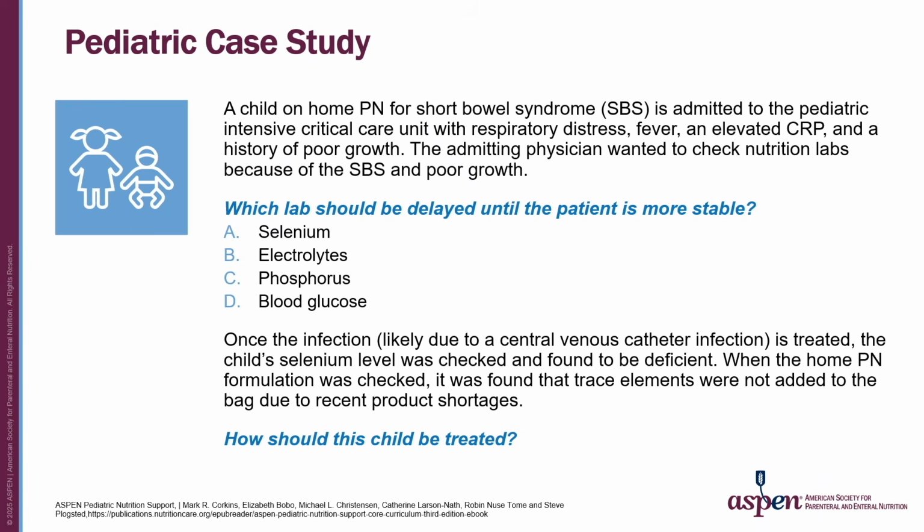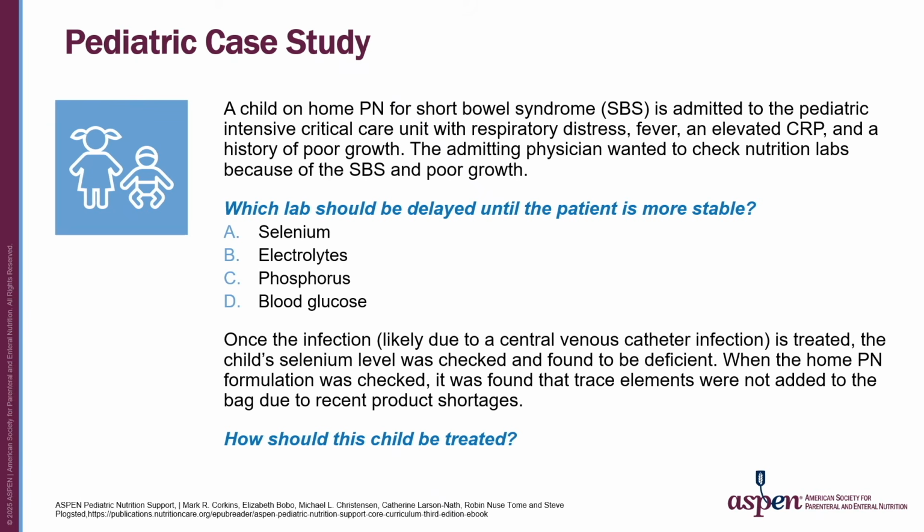Next, we have a pediatric case study. A child on home parenteral nutrition for short bowel syndrome is admitted to the pediatric intensive critical care unit with respiratory distress, fever, and elevated C-reactive protein and a history of poor growth. The admitting physician wanted to check nutrition labs because of short bowel syndrome and poor growth.